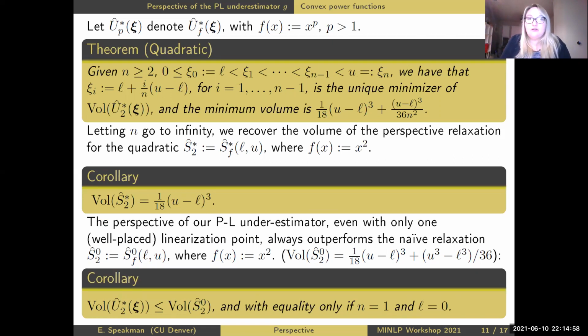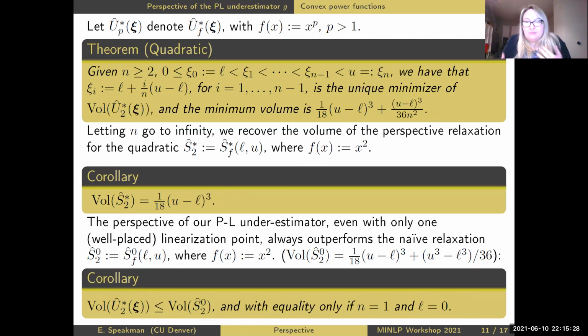And as it turns out, what I want to do is space those linearization points equally. So if I have a quadratic, the way to minimize the volume is to have equally spaced linearization points. And the minimum volume is in fact given by this quantity here, where n is the number of linearization points. So we can see that if we let n go to infinity, we're actually going to recover the volume of the perspective relaxation for the quadratic function without first taking the piecewise linear under-estimator. So that tells us that the volume of that is simply 1/18 of u minus L cubed.